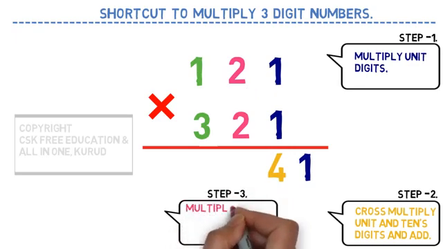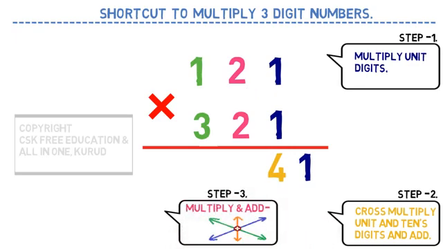Now let's move on to step 3. This is a little complex, but don't worry. As the symbol shows, we need to multiply unit digit with the hundreds digit. Once again, we have one more unit digit and hundreds digit, and tens digit with another tens digit. And once this is done, we need to add all this.